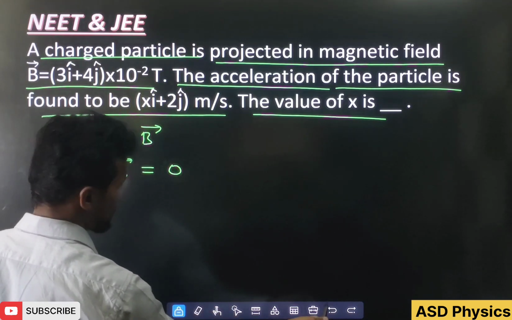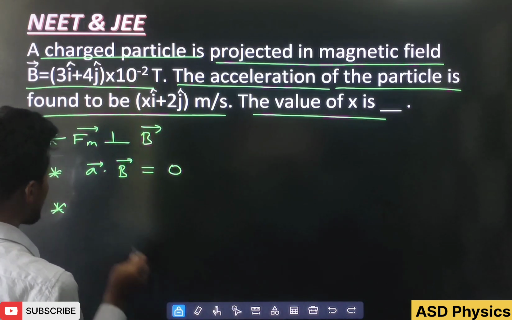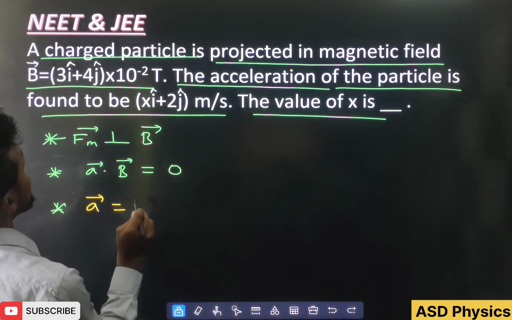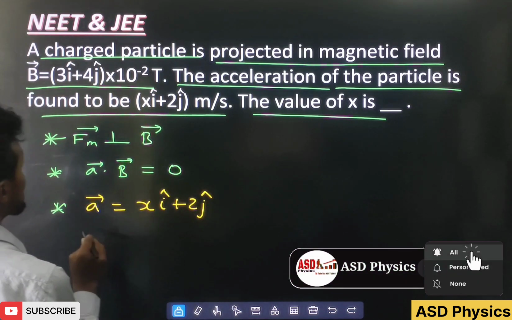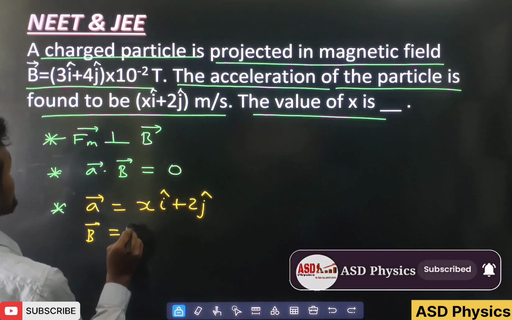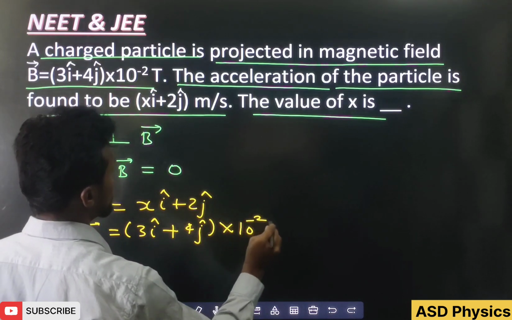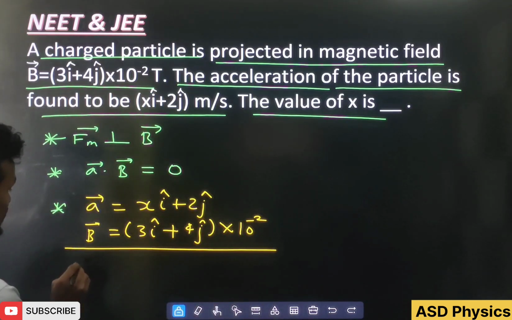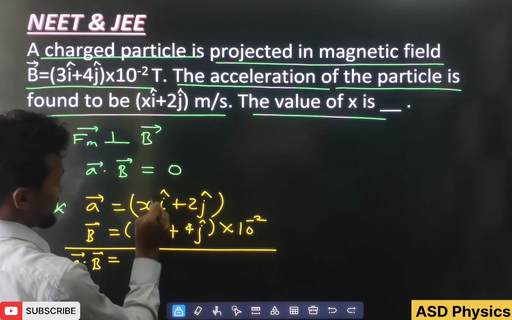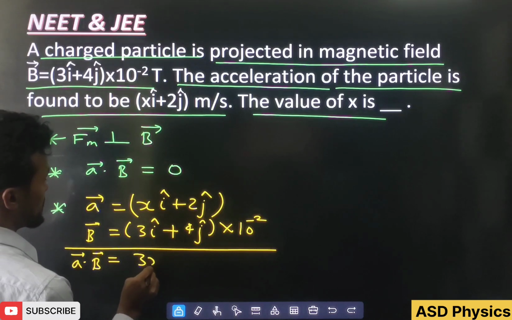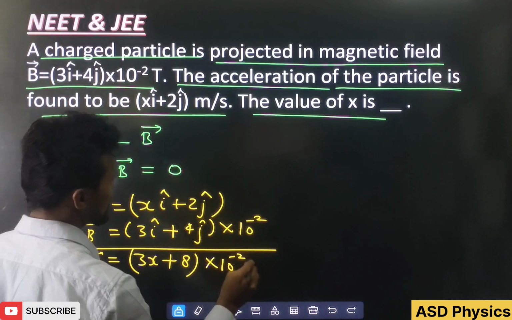Let me write here. What is vector A? Vector A, they have given, is x i cap plus 2 j cap, and B is given as 3 i cap plus 4 j cap into 10 to the power minus 2. Just take the dot product, students. Vector A dot vector B: multiply the coefficients of i cap and i cap, here x and here 3, so it becomes 3x, plus 2 and 4, which becomes 8. So 3x plus 8, into 10 to the power minus 2.